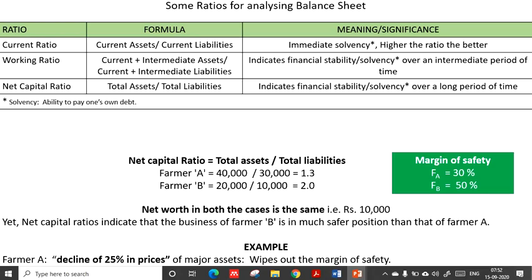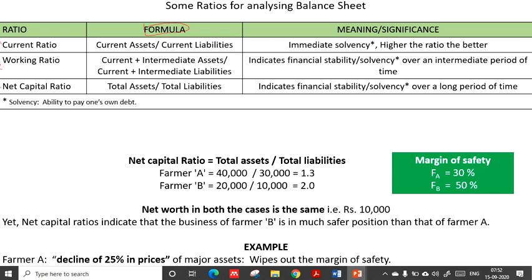Then there are some ratios for analyzing this balance sheet. I'll be touching only 3. There are 3 more, but we'll not be touching them. First one is the current ratio, second the working ratio, third is the net capital ratio. So the formula is shown here.